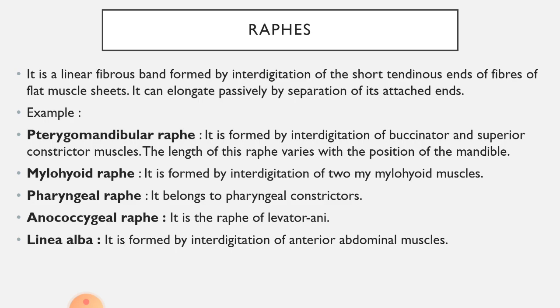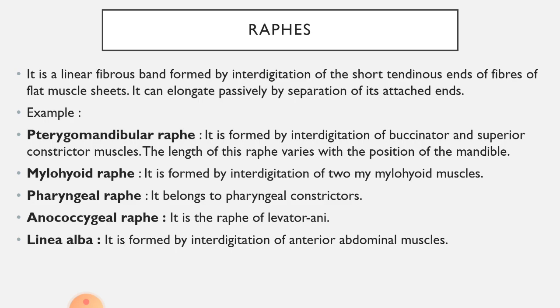Examples include the pterygomandibular raphe, and it is formed by interdigitation of two muscles. The one is buccinator and the other one is superior constrictor muscle. And the length of this raphe varies with the position of the mandible, because the mandible is the only movable bone in your skull. Mylohyoid raphe, it is formed by the interdigitation of two mylohyoid muscles.